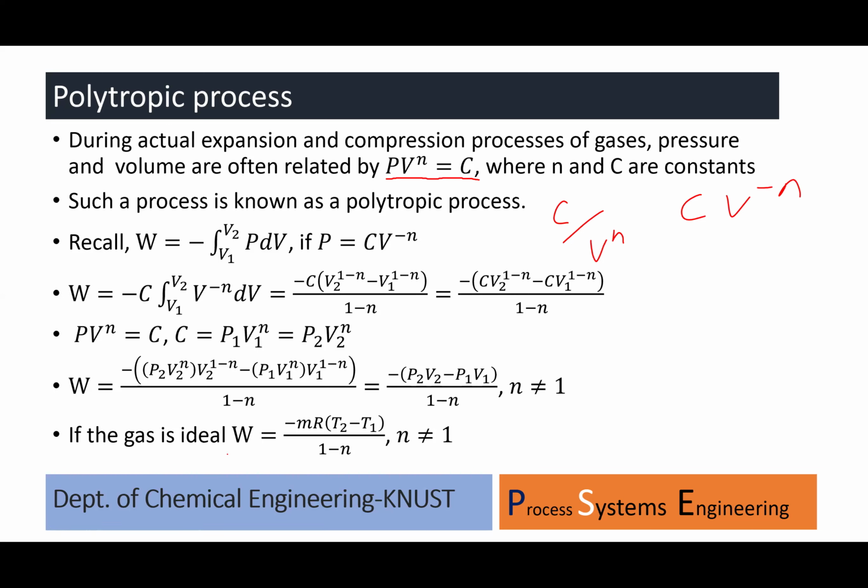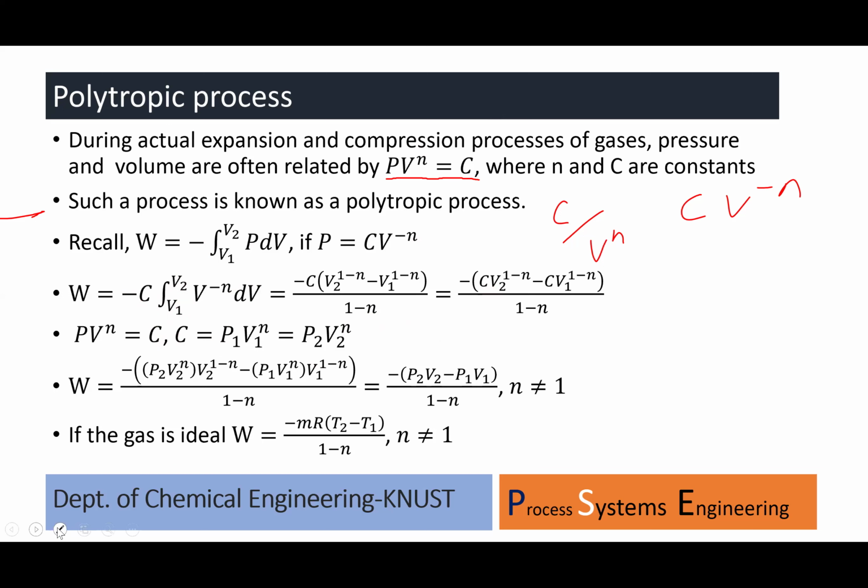Now I can replace, the pointer isn't showing. Okay. So I can replace the P, which we've said is C times V to the power minus n, into this expression here, so that I'll have C V to the power minus n dV. Then the rest of it is just algebra. So we are going to do our integration. And then if we do our integration and put in the limits, we should end up with this expression, right?